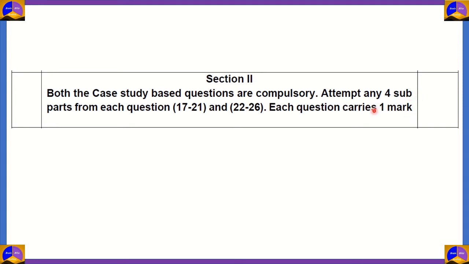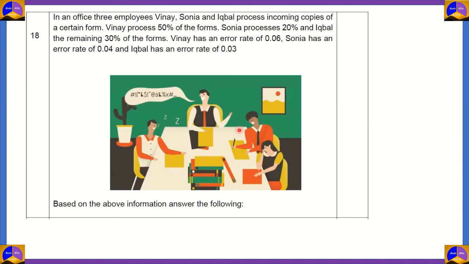In the last video, we've talked about the first case study question for the sample paper. Today we'll be looking at the second case study, and this one is about probability. In an office, 3 employees, Vinay, Sonia, and Iqbal, process incoming copies of a certain form. Vinay processes 50% of the forms, Sonia processes 20%, and Iqbal the remaining 30% of the forms.